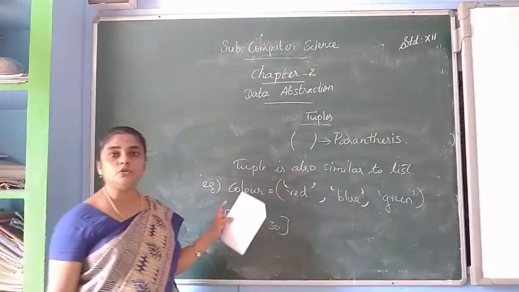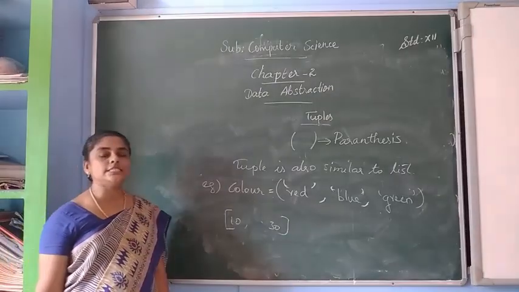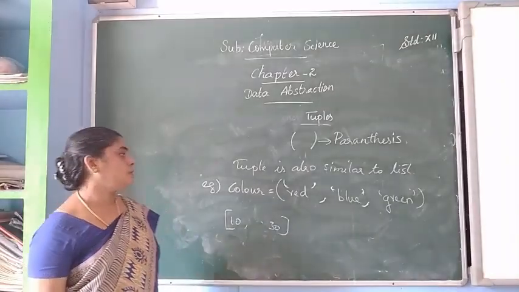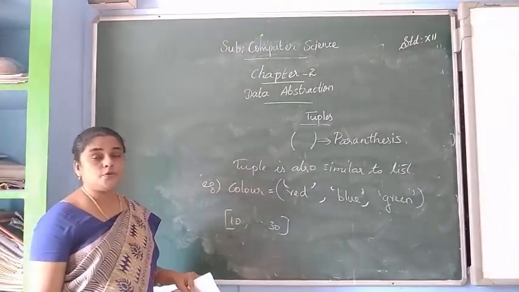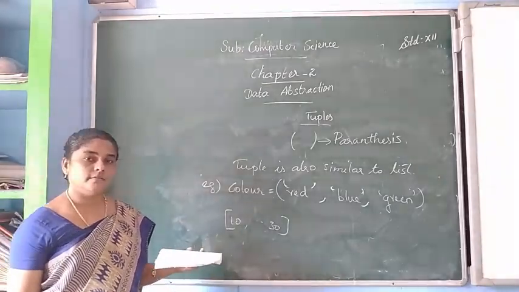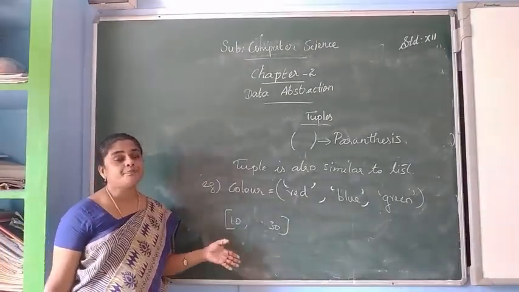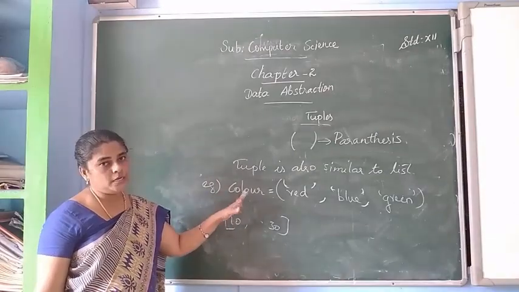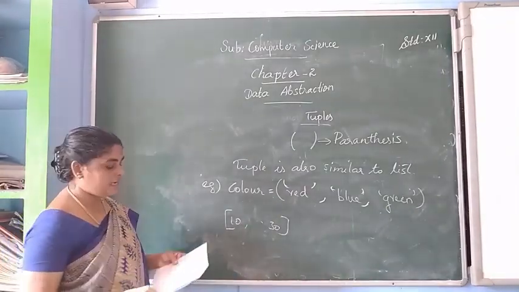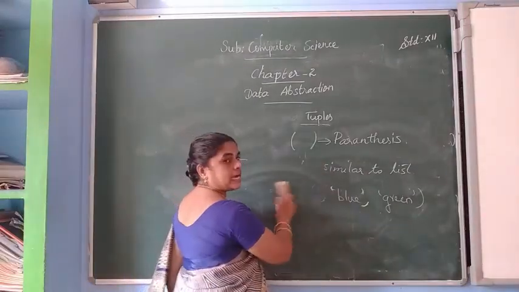So, have you understood about tuples? A tuple is a comma separated sequence of values surrounded with parentheses. Okay. Now, what is the difference between list and tuple? List means we can change the elements. But tuple, once we have given the elements, we cannot change the elements. This is the difference. So, in list we can change the elements. In tuple we cannot change the elements.